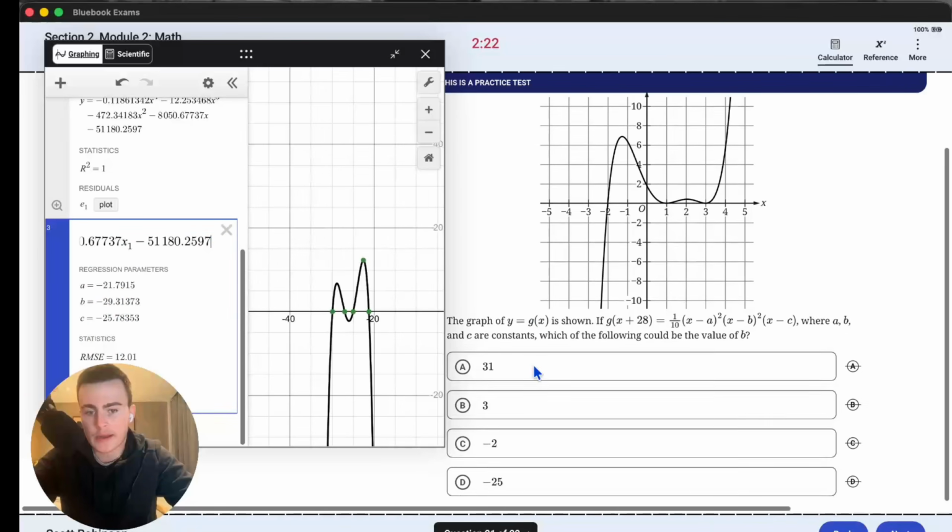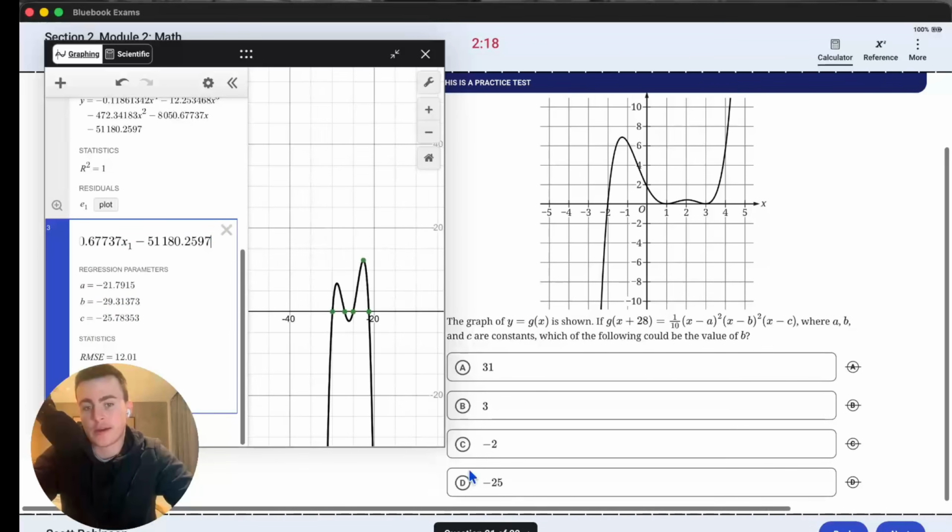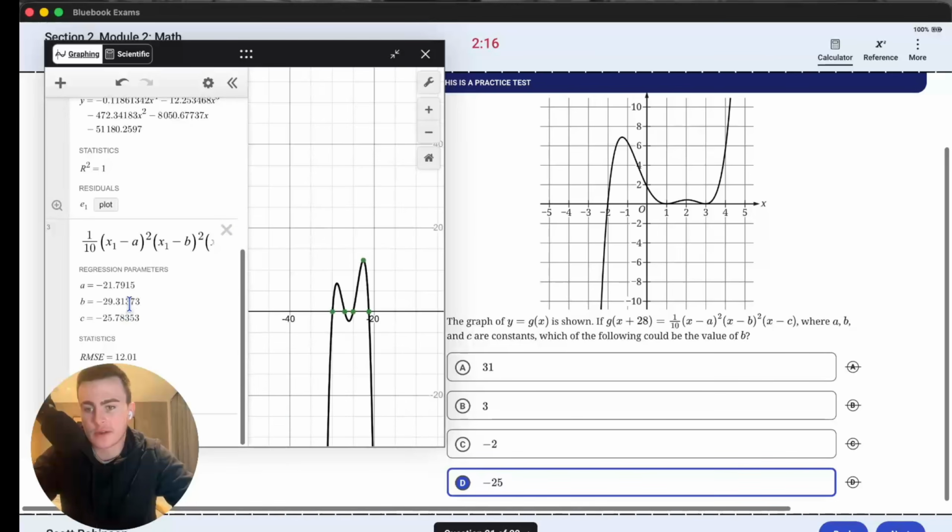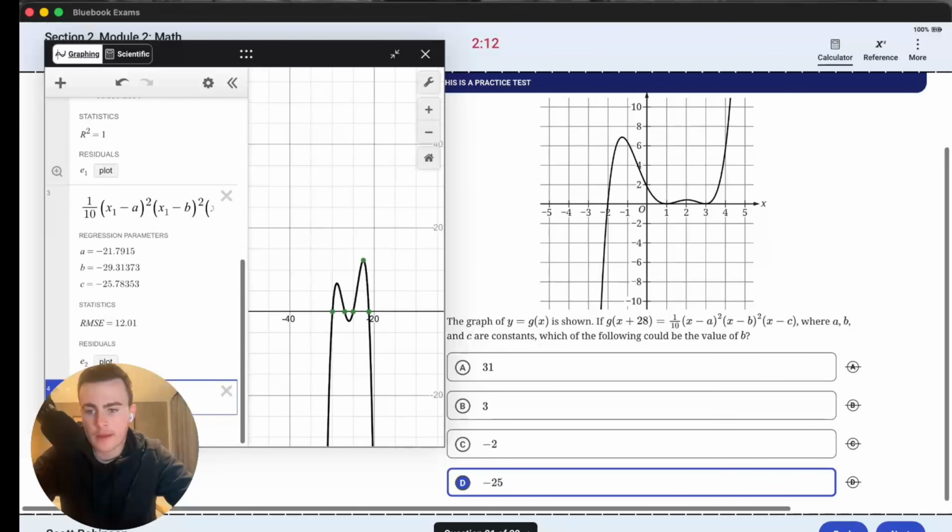B is negative 29, so I feel like it's pretty obvious what it is. It has to be negative 25. It's so close. It can't be negative 2. There's no way. B equals negative 25. So the answer at C is 14.4.